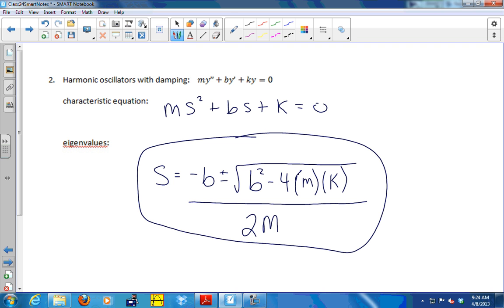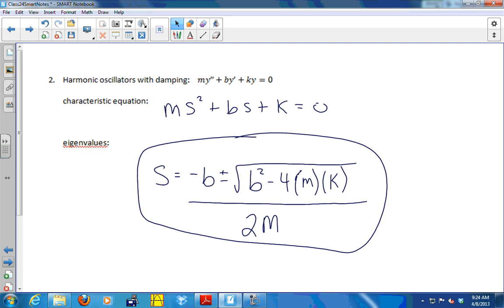But there are several different cases that can happen, all depending on the sign of the value under the radical. So if the number under the radical is positive, if b squared minus 4mk is positive, then I've got two real solutions. And imagine 4mk is not there. What's the square root of b squared? b, right? So I would have negative b plus or minus b. But b squared minus 4mk is going to be smaller than b squared. So the square root of it is going to be smaller than b.